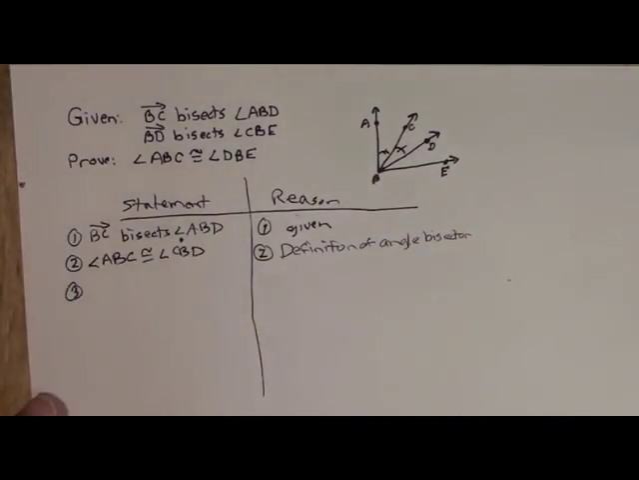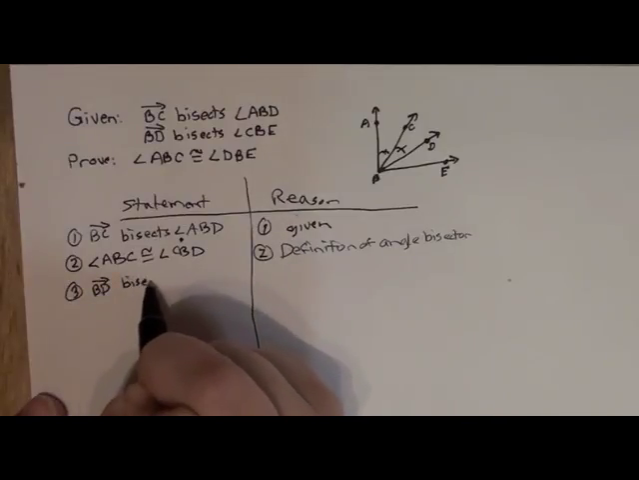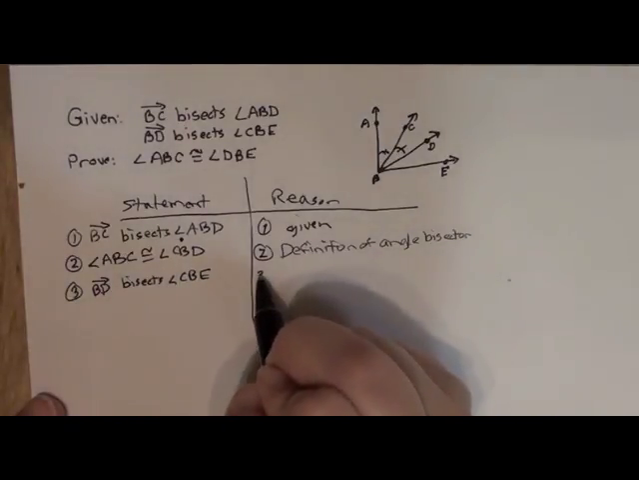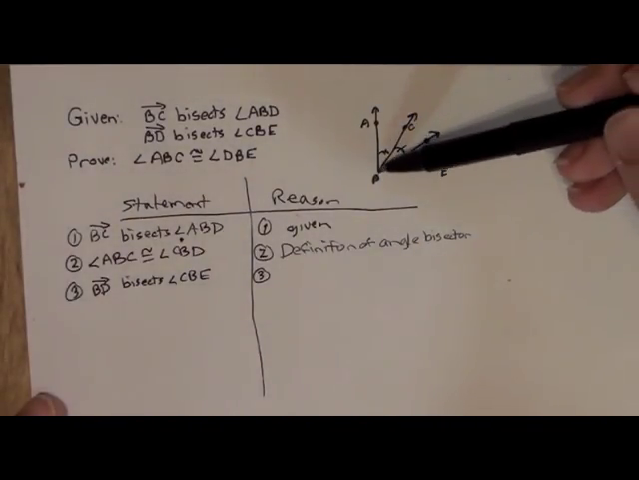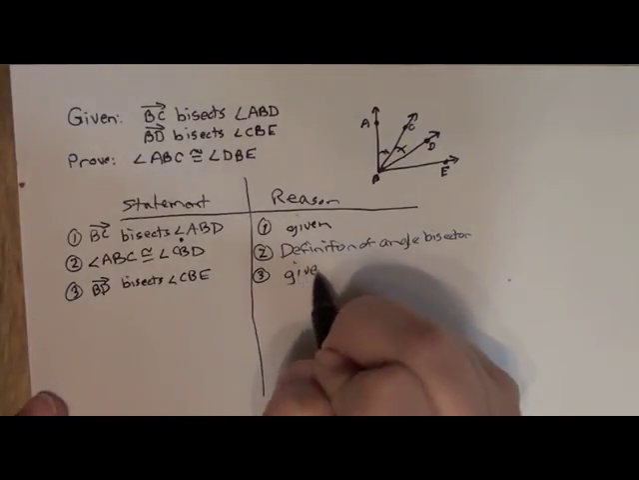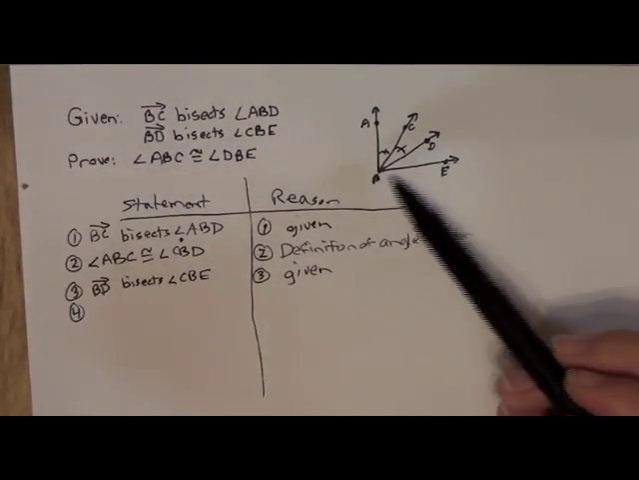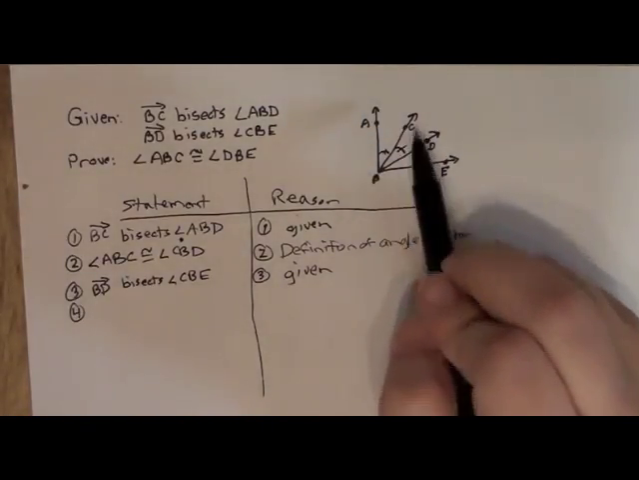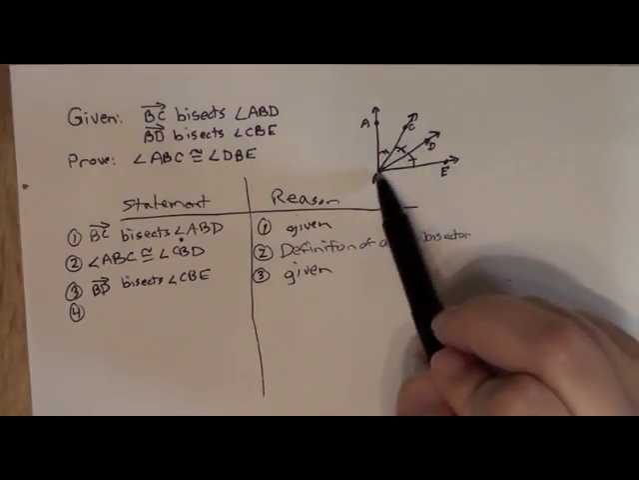All right, a new given. Ray BD bisects angle CBE. This ray right here, BD, bisects angle CBE. Well, what does that mean? Given here for the reason. Well, what it means that BD bisects the angle is that the angle is cut into 2 congruent pieces, which means this piece right here, angle CBD is congruent to angle DBE.